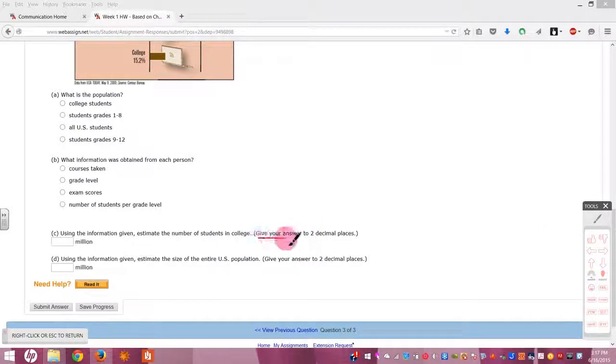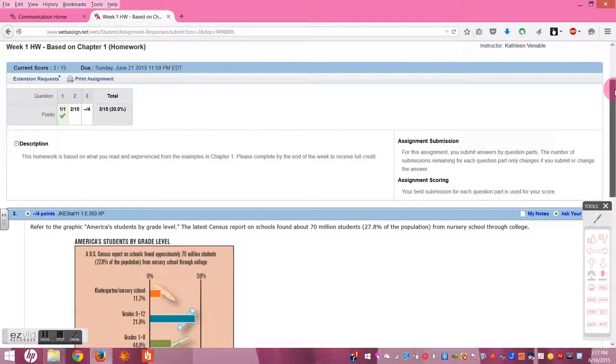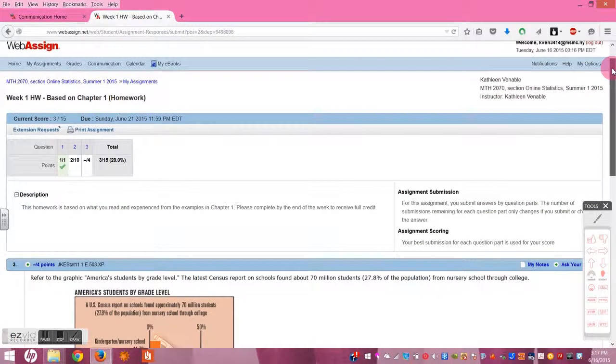Now, something that is really important in reading the instructions is that if it asks you to put it to 2 decimal places and you only put it to 1 or to a whole number, even if you did the math correctly, it will mark you incorrect. So be very careful about reading the instructions in WebAssign. Okay?